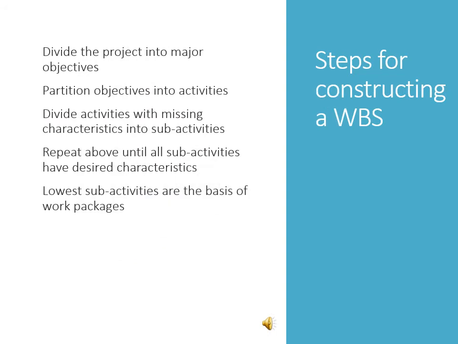The steps for constructing a work breakdown structure are quite simple. Firstly, divide the project into major objectives. Then partition objectives into activities, followed by division of the activities with missing characteristics into sub-activities, and then we repeat the above until all sub-activities have the desired characteristic. We'll end up with the lowest sub-activities, which are the basis of work packages.